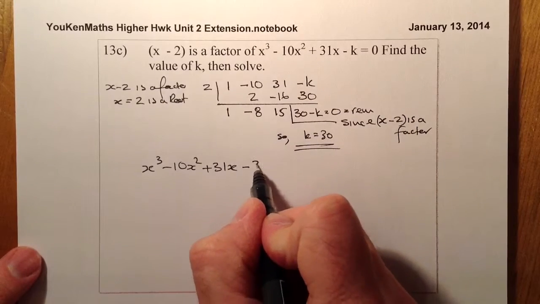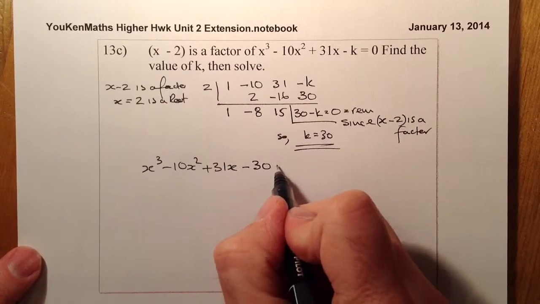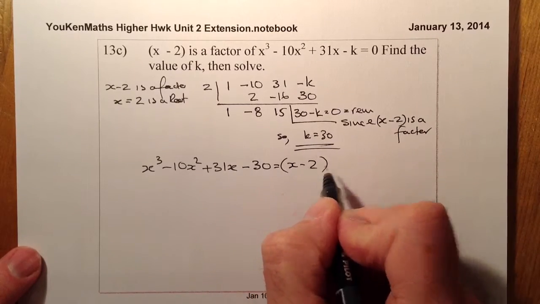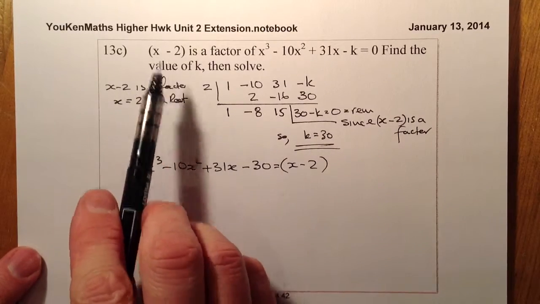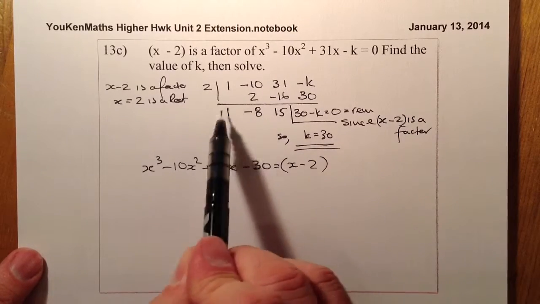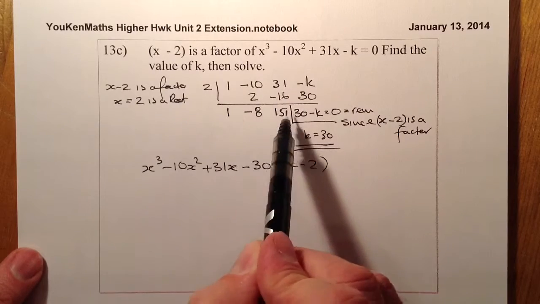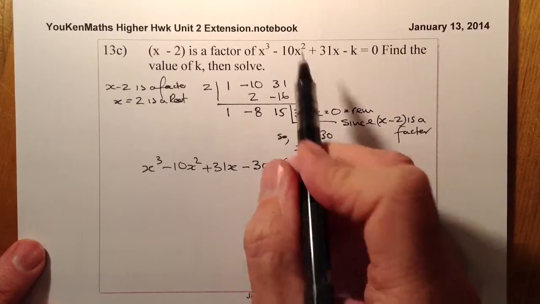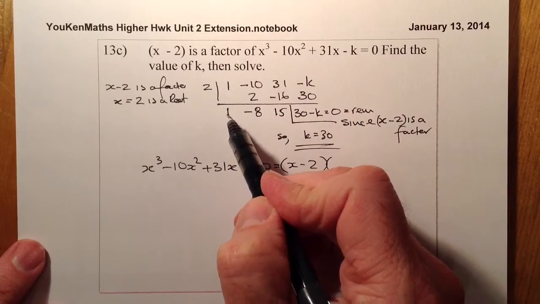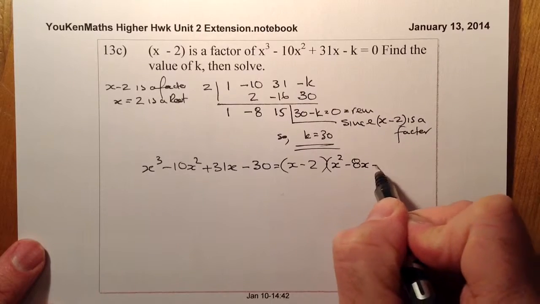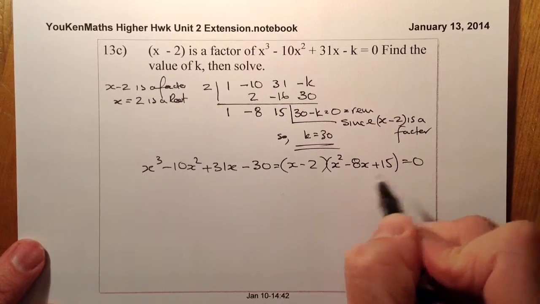So that's going to be minus 30, equal to, and I'm going to start by putting the factors in here. I've got x minus 2, which was the one that was given. The other factor, the trinomial, is going to come from the quotient here. If that's x cubed, this is going to be x squared. So it's x squared minus 8x plus 15, and I know that equals 0.